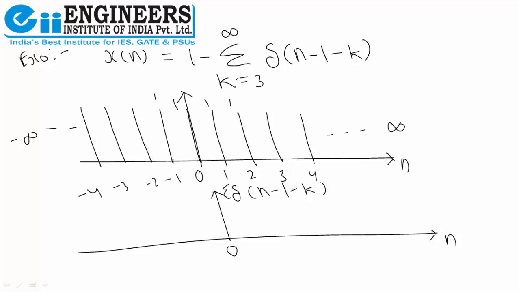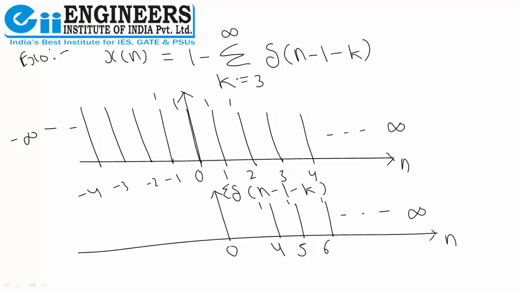If the k value is 4, the answer will be delta n minus 5. Same for n minus 6, n minus 7. So for the positive values of k, because there are only positive values of k, we get delta n minus 4, delta n minus 5, delta n minus 6, delta n minus 7, and so on. So you will get the impulses at 4, 5, 6, 7, 8, 9 up to infinity. All impulse values are 1, 1, 1.